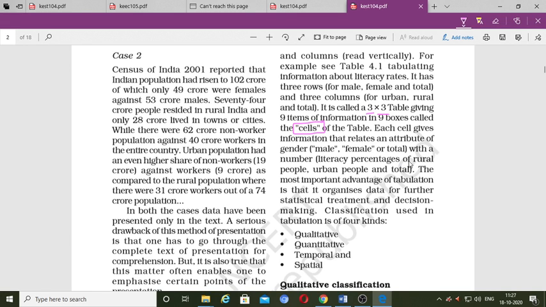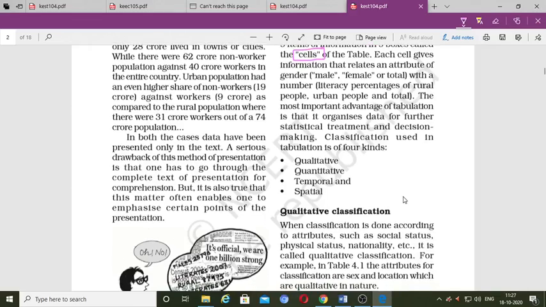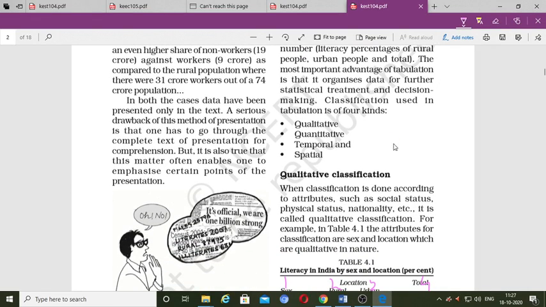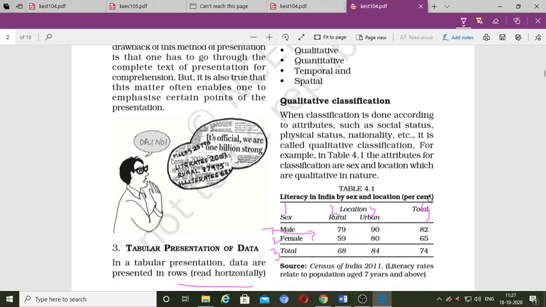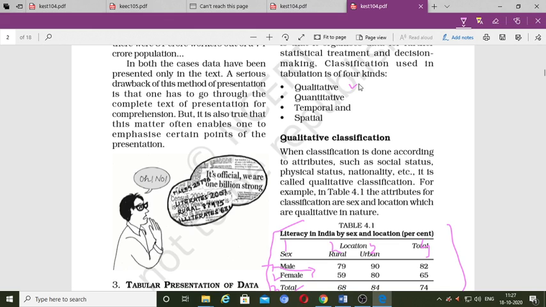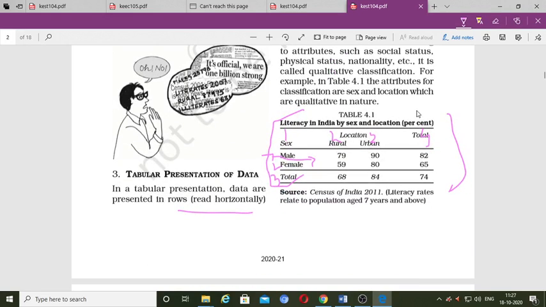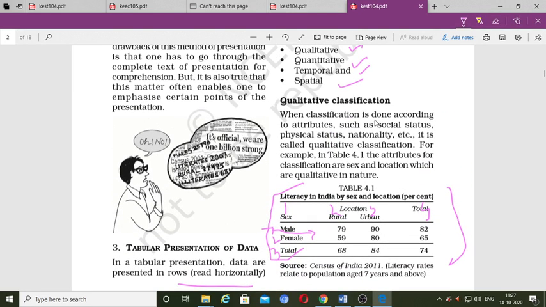So there are different attributes, quantitative data and qualitative data. You will also study about this qualitative and quantitative data again. Here, the classification used in this table is of 4 kinds. You have already read about the classification of data in your previous chapter. Here, qualitative, quantitative, temporal and spatial are there. Now, what is qualitative classification? When classification is done according to attributes or qualities, for example, social status, physical status, nationality, it is called qualitative information.